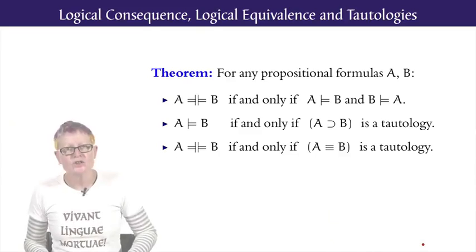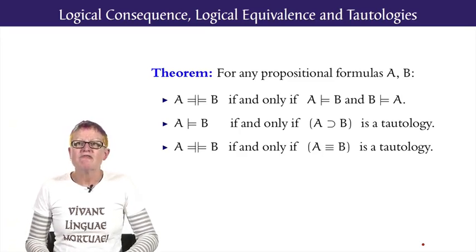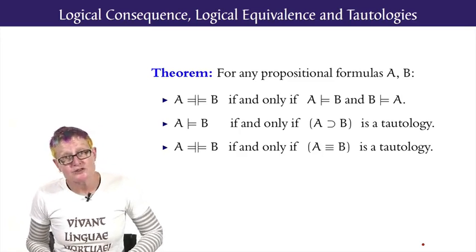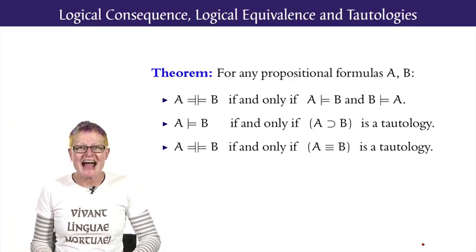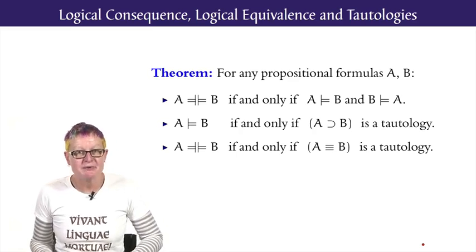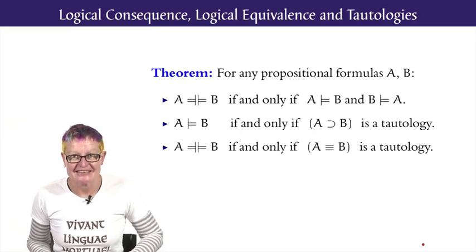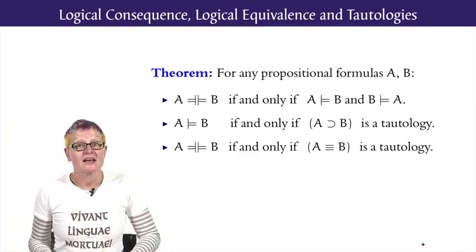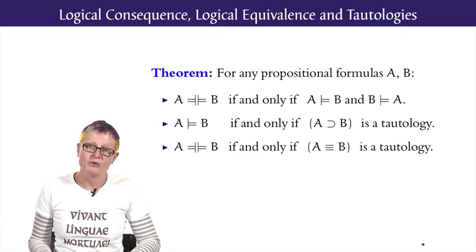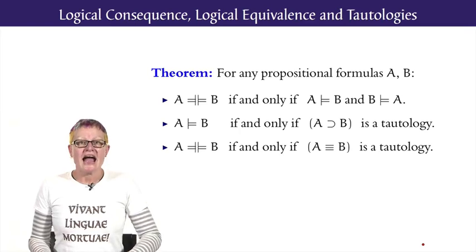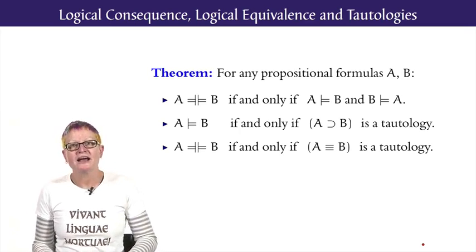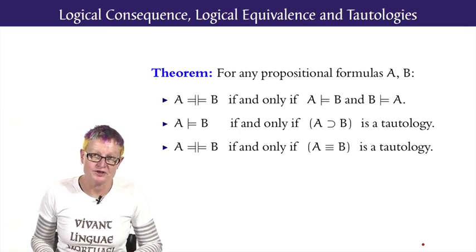Logical consequence, logical equivalence and tautologyhood are related as follows. First, the two-way is 2 times the one-way principle. A is logically equivalent to B if and only if A logically implies B and B logically implies A. Second, logical consequence can be expressed in terms of tautologyhood for the material conditional. A logically implies B if and only if the conditional formula if A then B is a tautology.